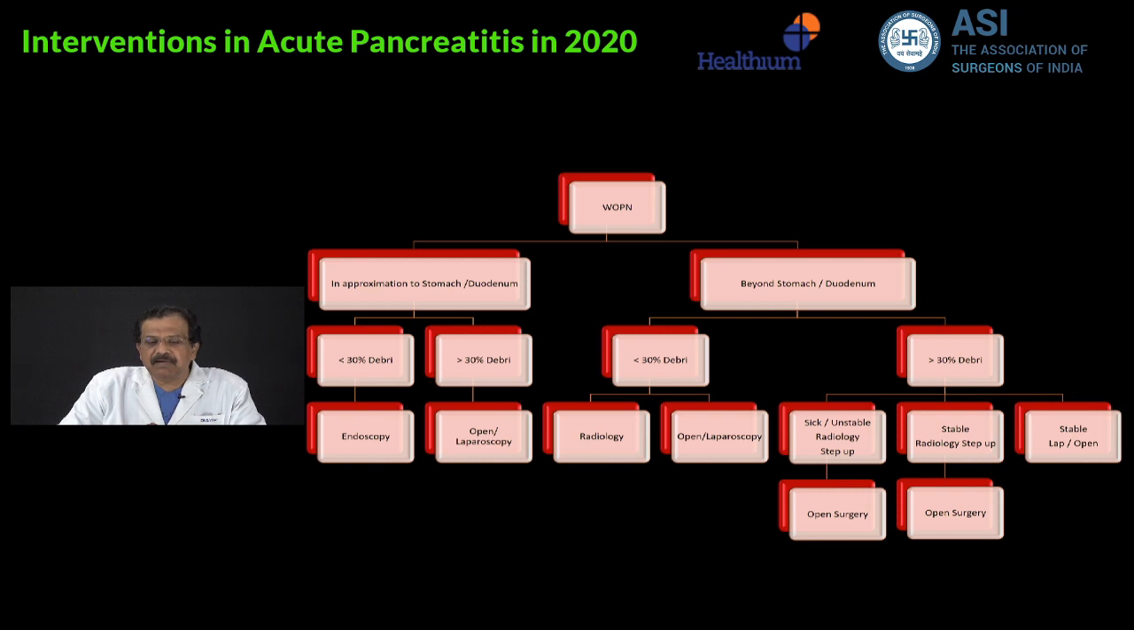But if it's a stable patient, you can go for either a laparoscopic or an open procedure depending on the expertise that is available in the center. So this is absolutely clear. We should do good cross-sectional imaging, be it a good CT scan or an endoscopic ultrasound, to assess the amount of debris. One, assess the functional status of the patient. Two, assess the nutritional status of the patient. Make sure that these patients are suitable for any particular intervention.